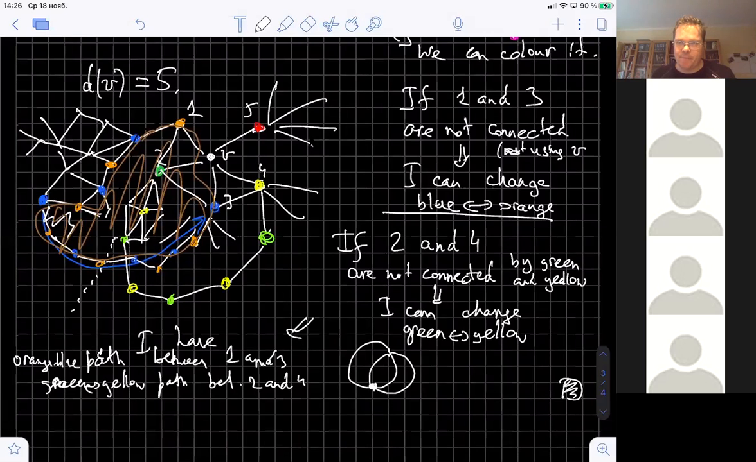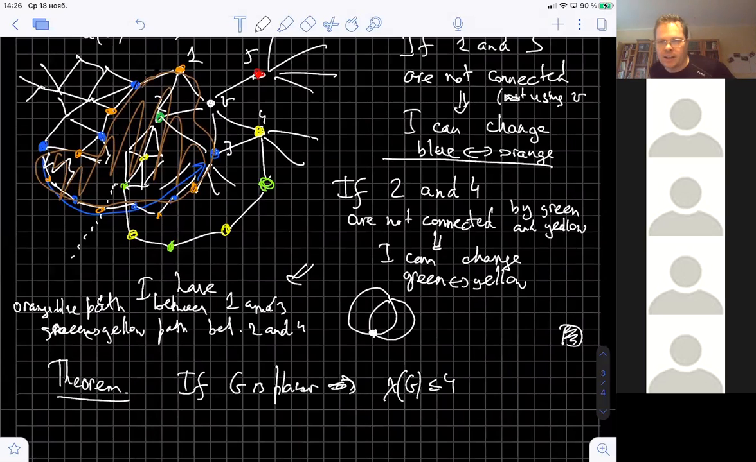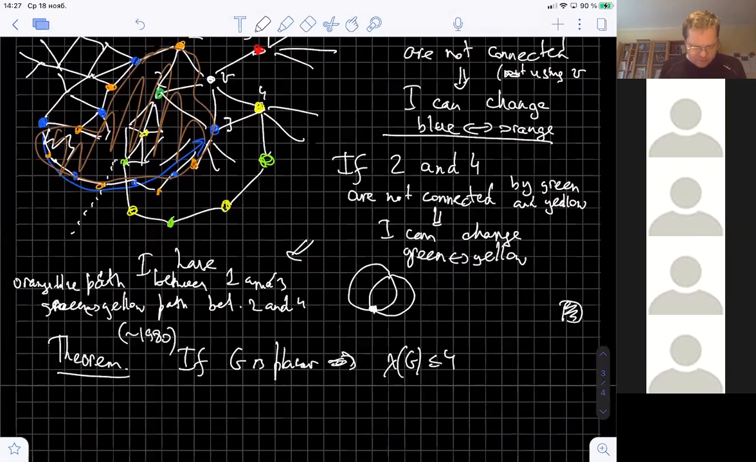Okay, this was harder, but the main theorem, which I will not prove now, is that if G is planar, then we can have 4 colors. So each planar graph can be colored in 4 colors. But it's a very hard theorem, and the proof was given in about 1980, using computers. There are several different cases that we need to consider, and it was not so easy for people to see. And this is now the famous map coloring on the surface of the plane.